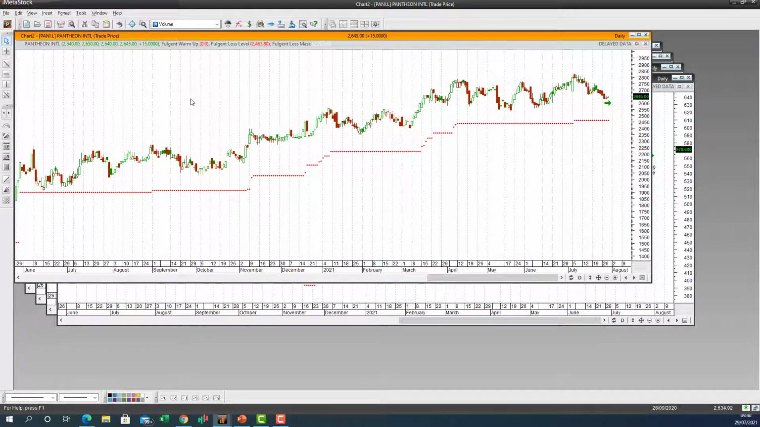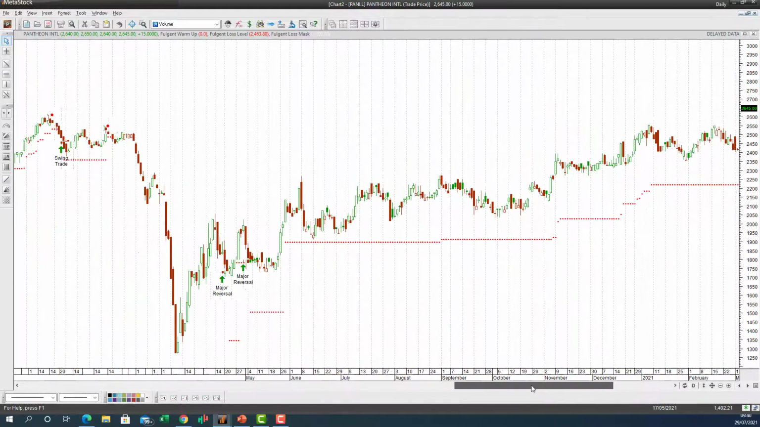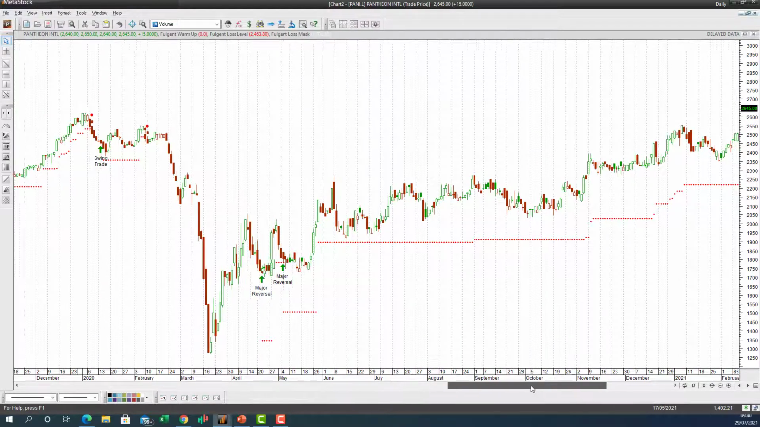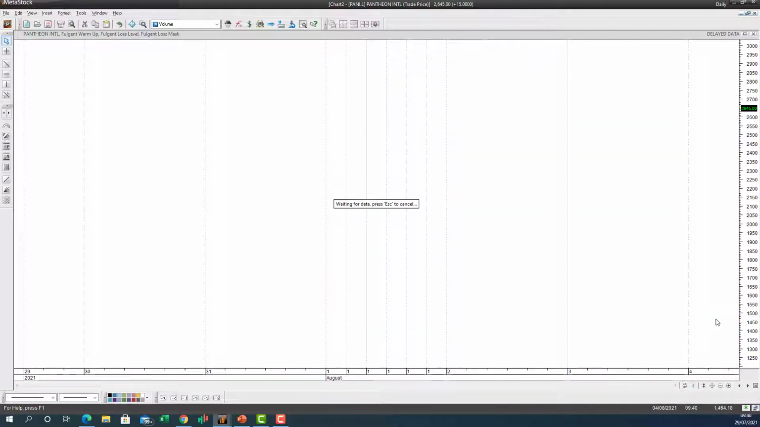it's PANI, Pantheon International. We can see here a nice long trade, still in a long. This is one of the long trades. Major market reversal since April, May, and still in a trade. Nice long trade. And if we just go to the 4-hour chart to see if there's anything intraday that's interesting.